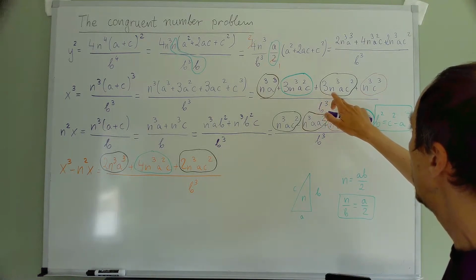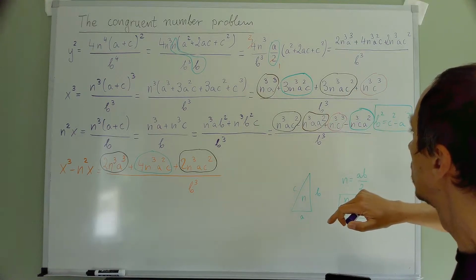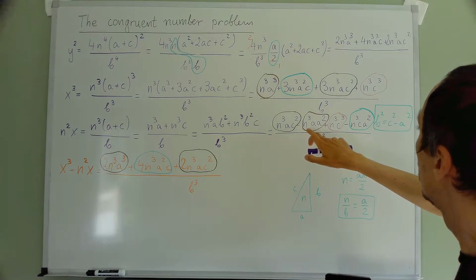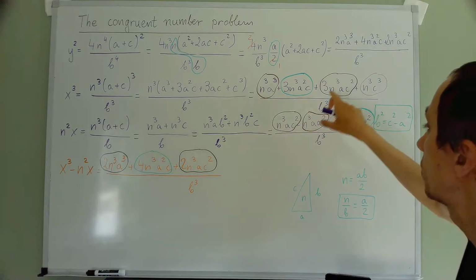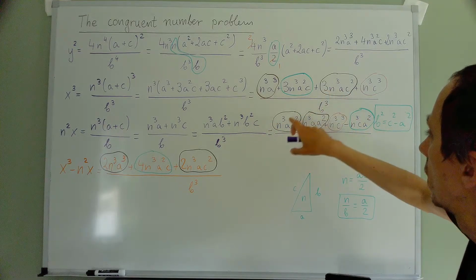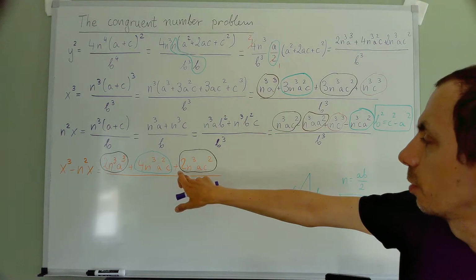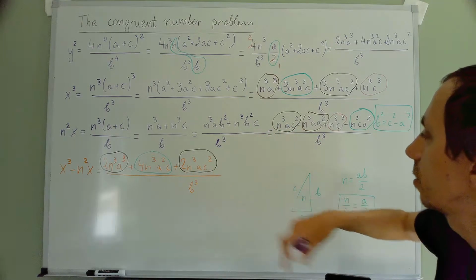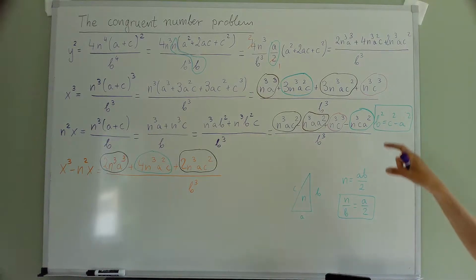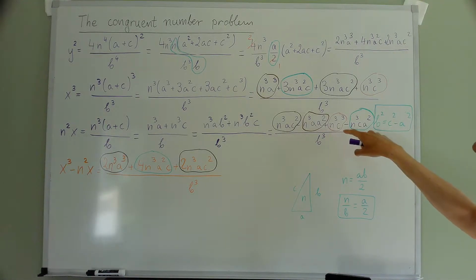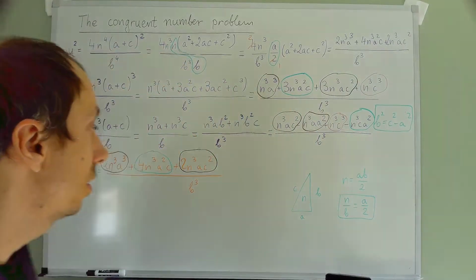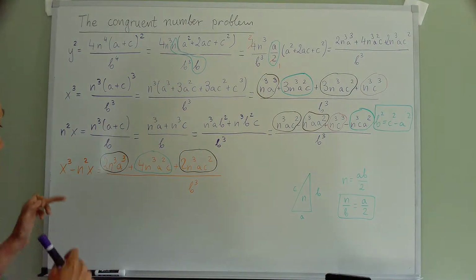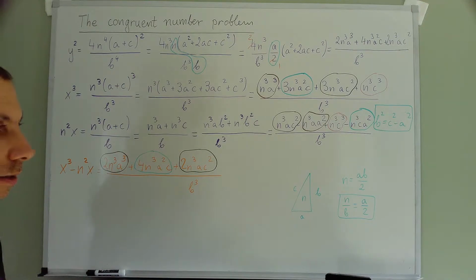Then I have 3 n cubed a c squared, and I also have an n cubed a c squared here. Now this time with a plus sign, so when I'm subtracting, the 3 minus 1 becomes a 2. So it's 2 n cubed a c squared. And lastly, I have n cubed c cubed here and here, but because I'm subtracting, they just cancel out. So this is all that I get from x cubed minus n squared x.